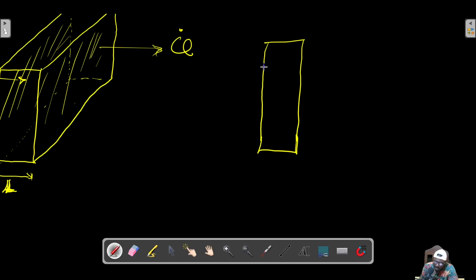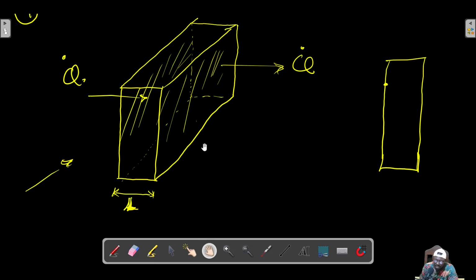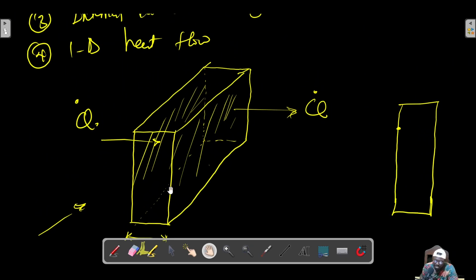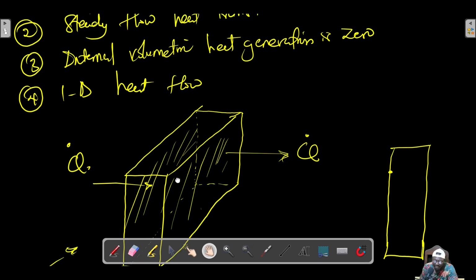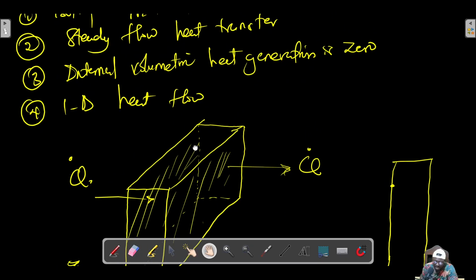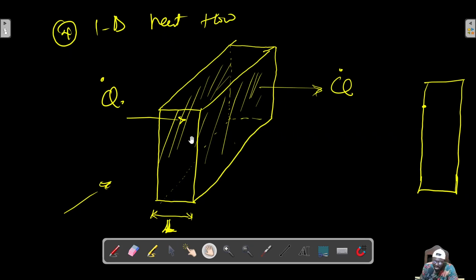Right now, this particular phase was at some temperature. That particular phase was at some temperature. Now we are saying we have a steady flow heat transfer, meaning our temperature doesn't vary with time, and also varies along only one single spatial coordinate, because we are talking about one-dimensional heat flow. So if it is one-dimensional heat flow, then our temperature varies with only one single spatial coordinate, which is x. It doesn't vary with time.